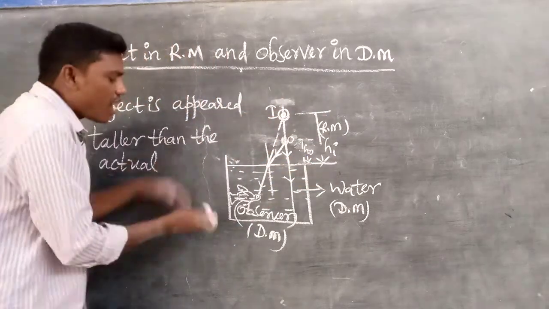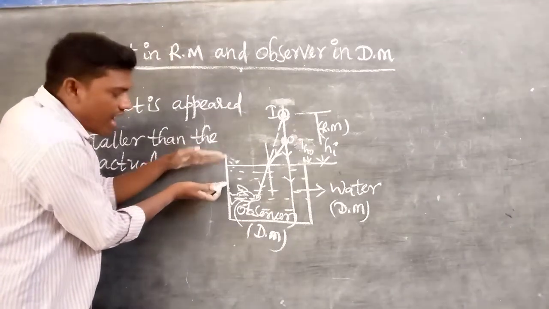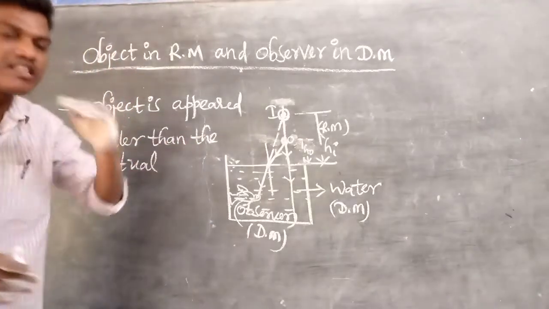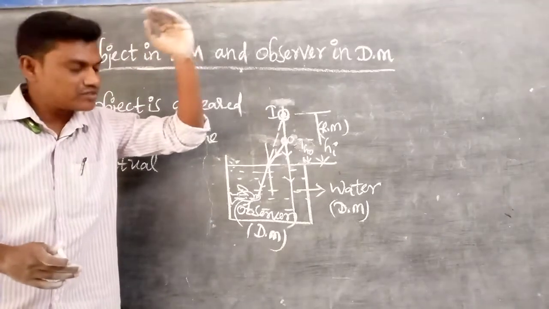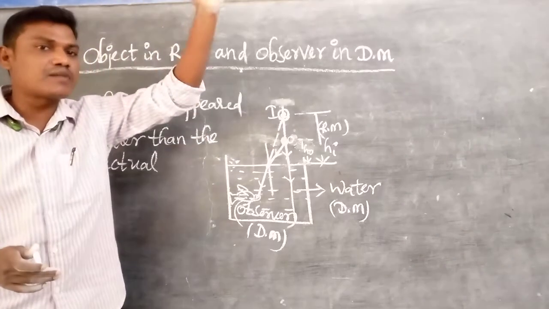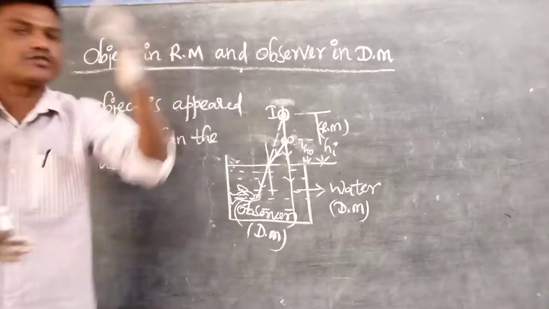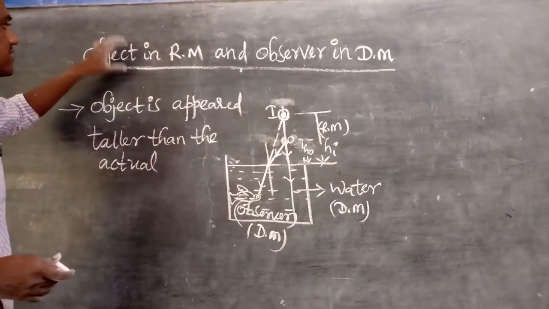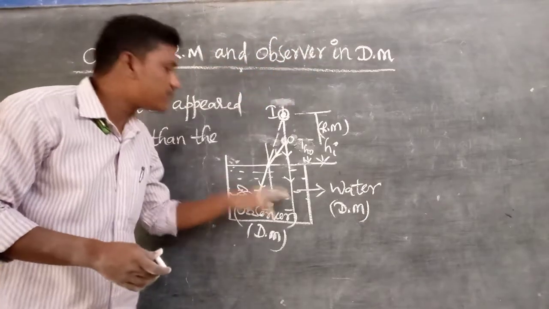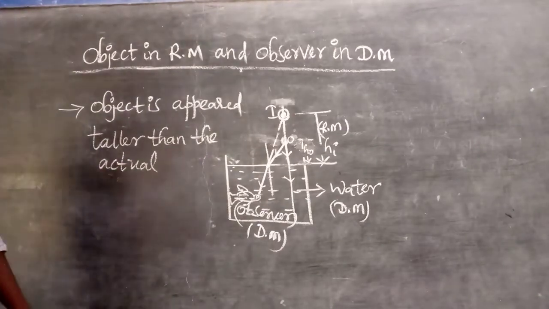In the previous case, the height of the object is greater than the height of the image, or the height of the image is lesser than the height of the object. That's why when the object is in the denser medium and the observer is in the rarer medium, the object appears smaller than the actual. But if the object is in the rarer medium and the observer is in the denser medium, the object appears taller than the actual.